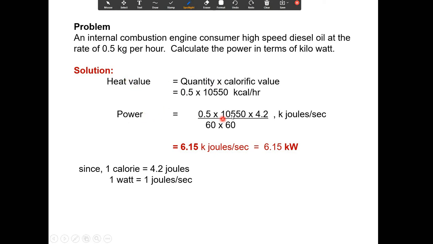So power is equal to heat value into the calorific value that is converted into joules per second. You can see here 1 calorie is 4.2 joules and 1 watt, divided by 60 by 60. So we will get 6.15 kilojoules per second, and it is 6.15 kilowatt.